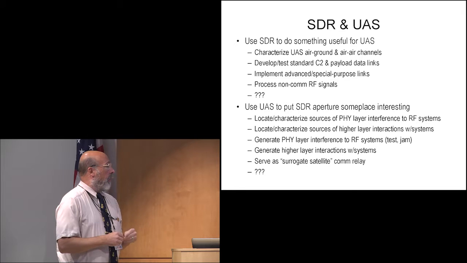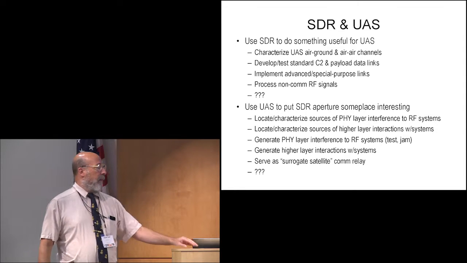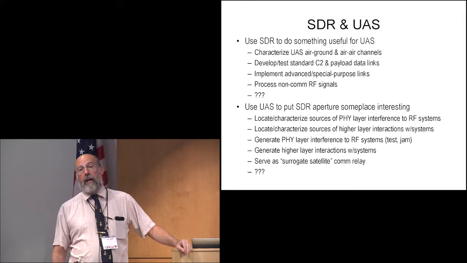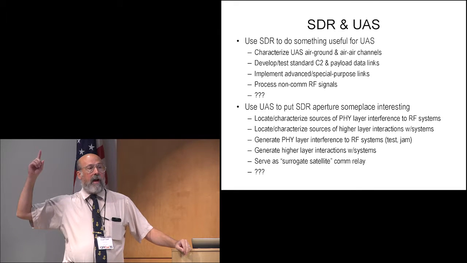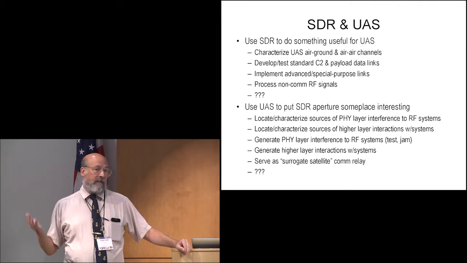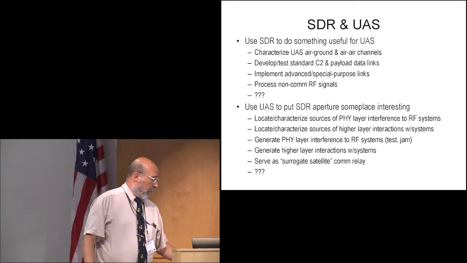Also, we can obviously generate higher layer interactions with systems, and one of the most basic things we can do is use the thing as a comm relay, use it as a surrogate satellite. Instead of being 25,000 miles up with all the spherical spreading and loss that entails, it's a few hundred or a few thousand feet up, and so your path loss is a lot lower, although your coverage area is a lot smaller.